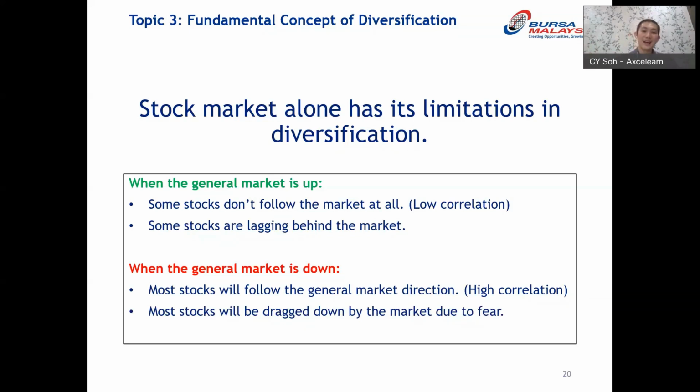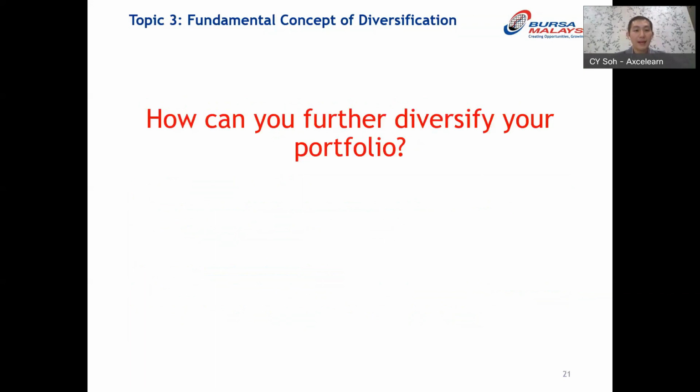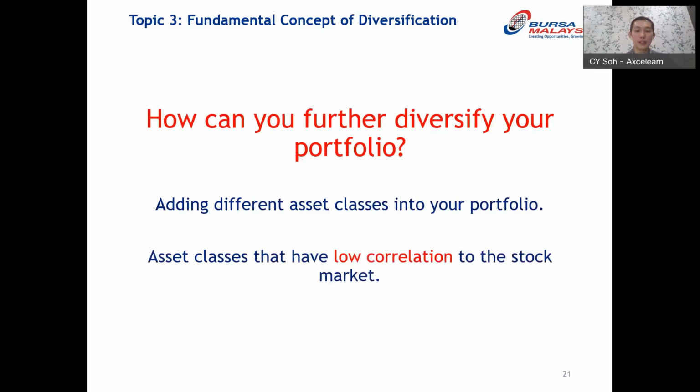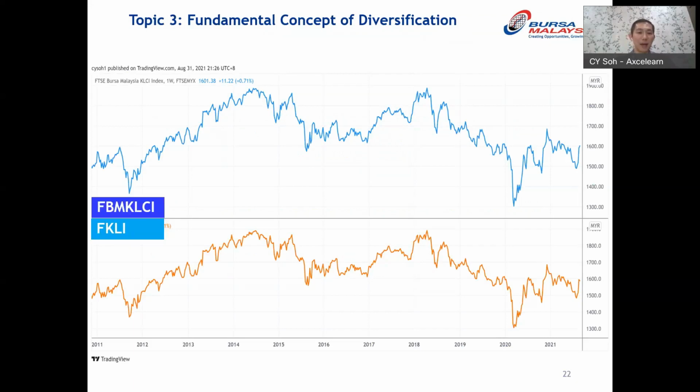Make sense? Now, how can you further diversify your portfolio if you are only investing in or trading stocks, if all your money is only in the stock market? As a Malaysian investor or trader, you just need to do one thing: add a different asset class into your portfolio, an asset class that has low correlation towards the stock market. I guess you probably already know the answer, right? Now let's see by example what we mean by high correlation and low correlation.